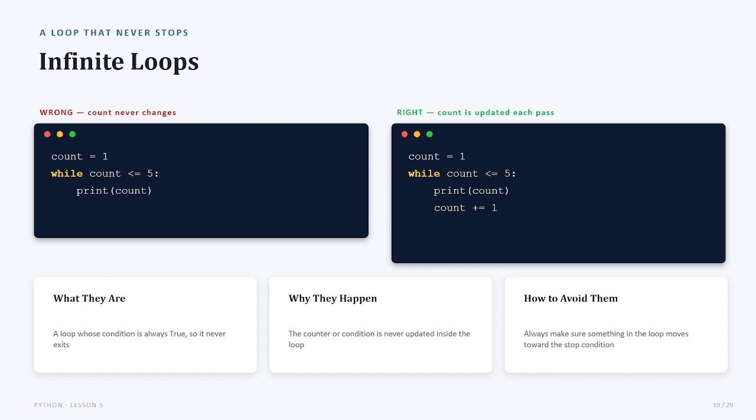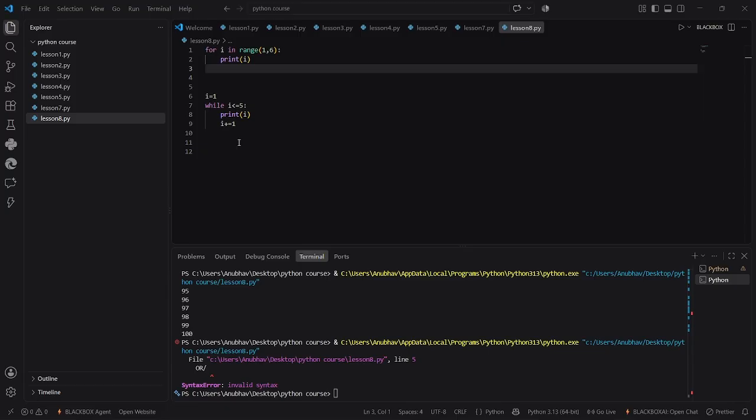Now let's talk about something that every beginner should understand, which is infinite loops. An infinite loop is a loop that never stops. Sometimes infinite loops are intentional. For example, some programs are designed to keep running continuously, but most of the time, especially as a beginner, an infinite loop happens because of a mistake. Let me show you an example.